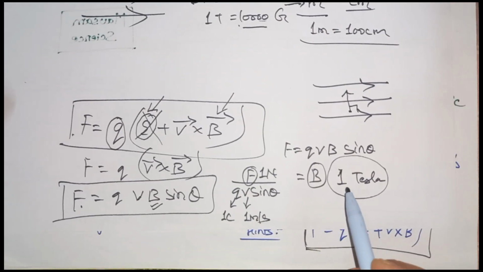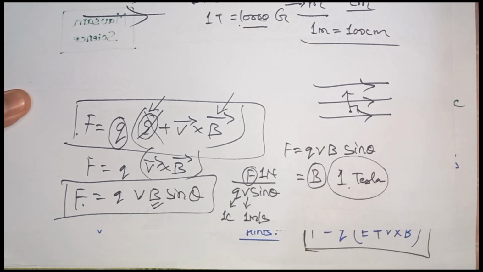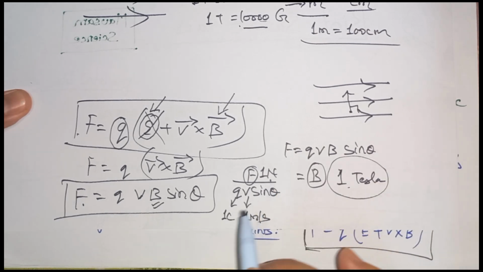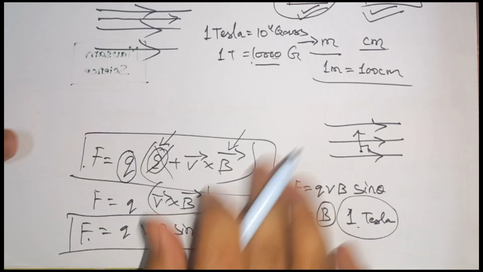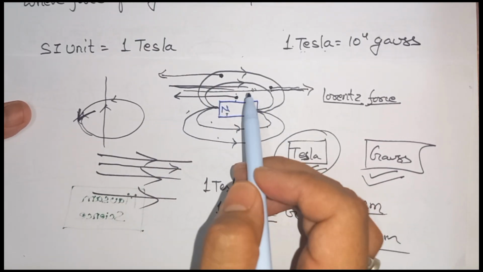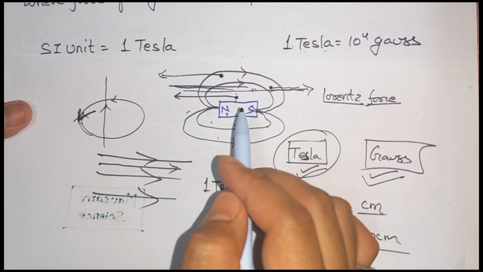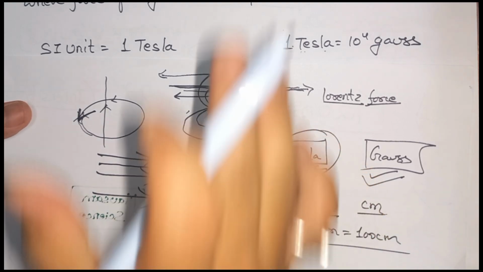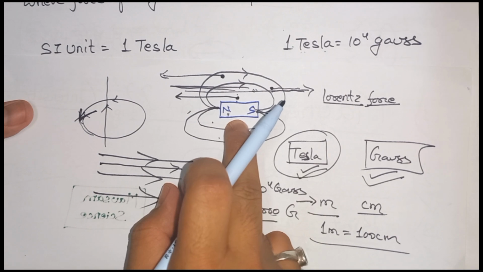So 1 Tesla is such a magnetic field which gives the force of 1 Newton to a 1 coulomb charge. Suppose a 1 coulomb charge comes here, then this magnetic field exerts a force of 1 Newton on that 1 coulomb charge.